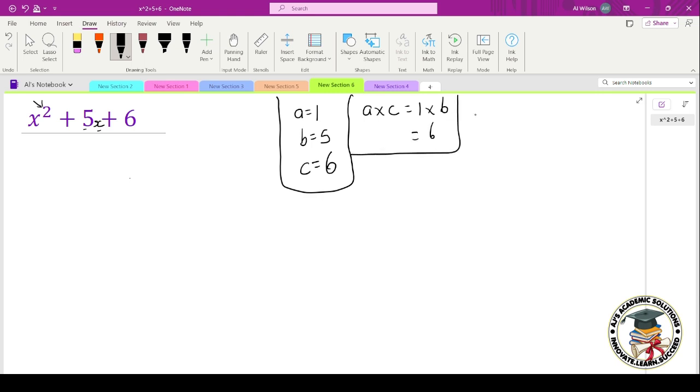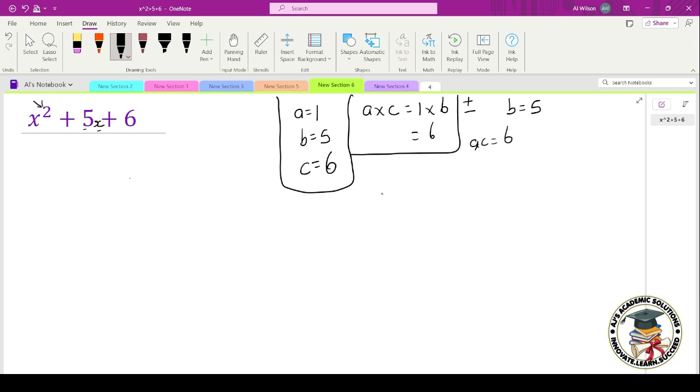And now for the next part, we need to find two numbers that when we add or subtract them, we get the value that is b. So we're looking for two numbers. When we get them, it needs to be 5. Also, we need to take into consideration that when we multiply them, it has to be equal to 6. So our AC is 6 and our B is 5.